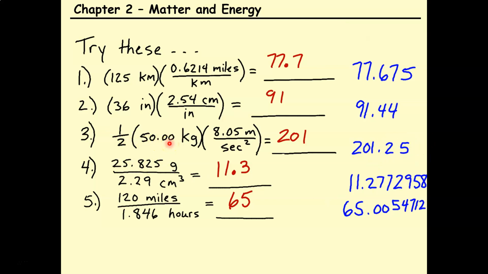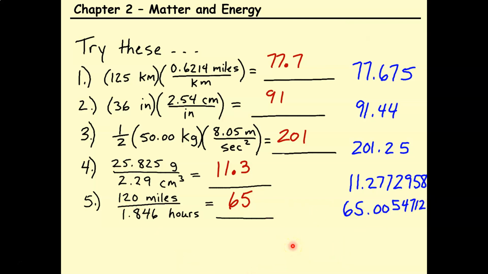50.00 has 4 digits. 8.05 has 3 digits. Therefore, I've got to round the answer to 3 digits. A 1 followed by 2, I'll just leave it a 1. Don't put a decimal point. Number 4, I've got 5 digits divided by 3 digits. Round this to 3 digits. 11.3. Number 5, 2 digits. That 0, remember, doesn't count. It's still there to tell you where the decimal is, but it only has 2 digits, and 4 digits. So when I round this, I've got to round it to 2 digits.